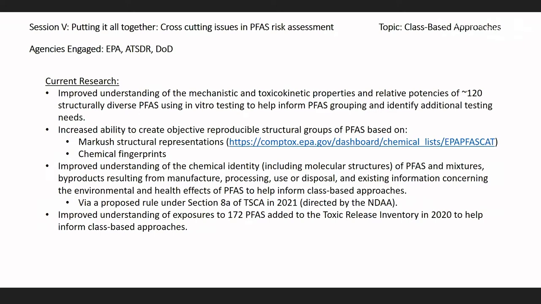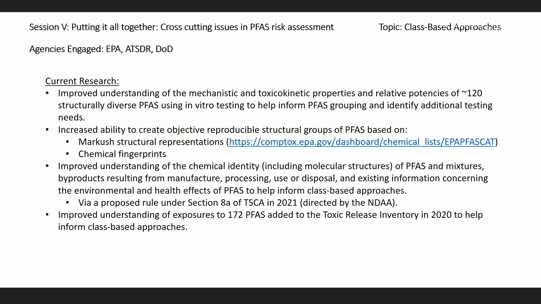Also ongoing is research on how to better create objective and reproducible structural groups of PFAS based on things like Markush structural representations and chemical fingerprints. We also have an improved understanding of chemical identity, including molecular structures, PFAS and mixtures, byproducts resulting from manufacture, processing, use, and disposal, and existing information concerning the environmental and health effects of PFAS.